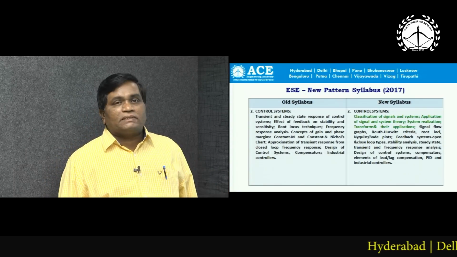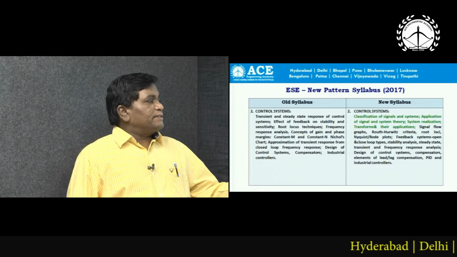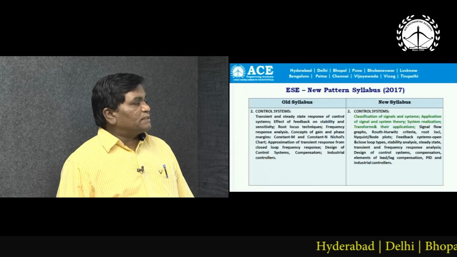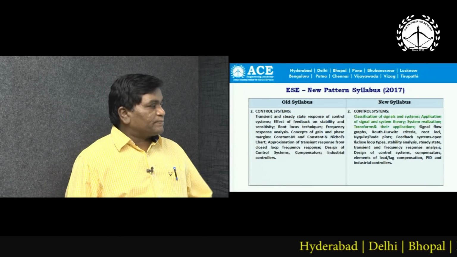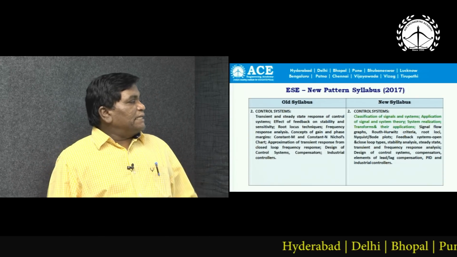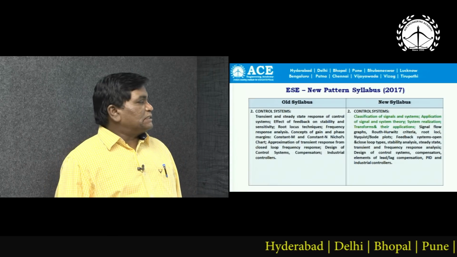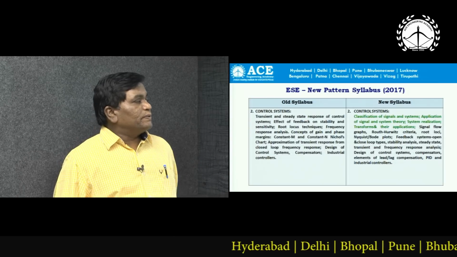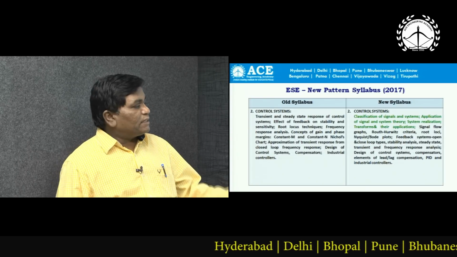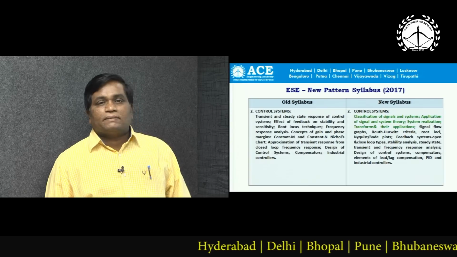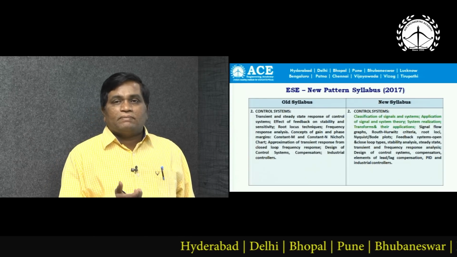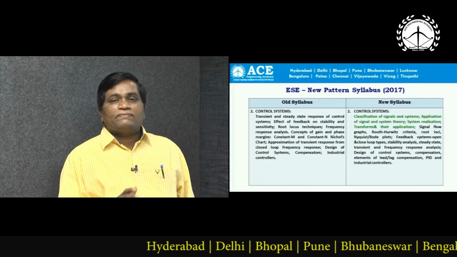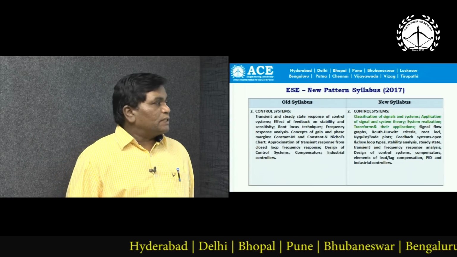as well as systems, and the various transformation techniques and their applications. The rest of the syllabus is same as control systems. In the earlier syllabus, M circles and Nichols chart was included, but the topic is removed in the new syllabus. More emphasis given on the design of control systems, how to design a control system using PID controllers, compensation techniques, and what are the various types of industrial controllers.